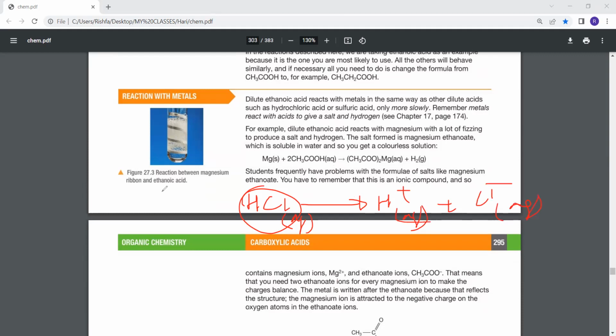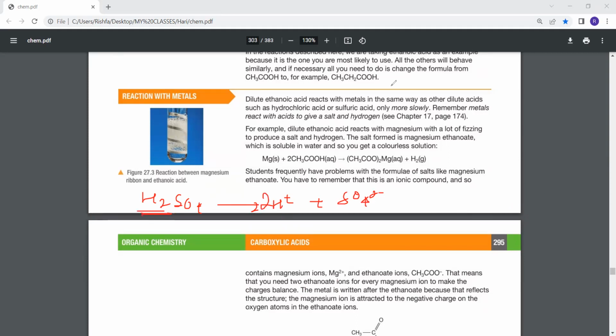And if it's HNO3, how do I write it? It will be H plus and NO3 minus. If it's H2SO4, this will be 2H plus and SO4 2 minus. Sulfate goes as 2 minus and it's 2H plus because there are 2 hydrogens here. If it's NaOH, an alkali, in aqueous medium it will be Na plus and OH minus.